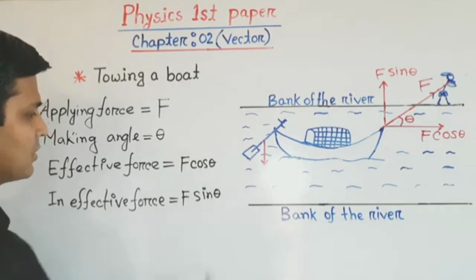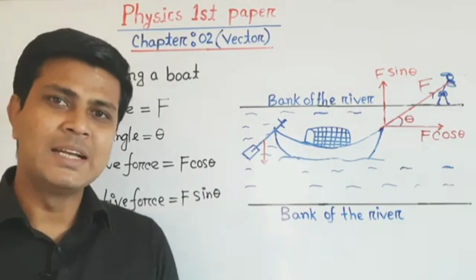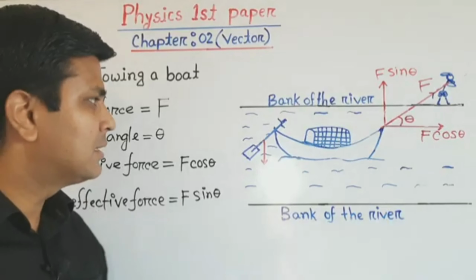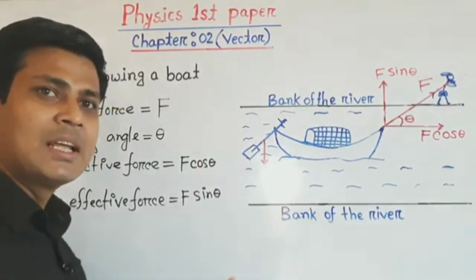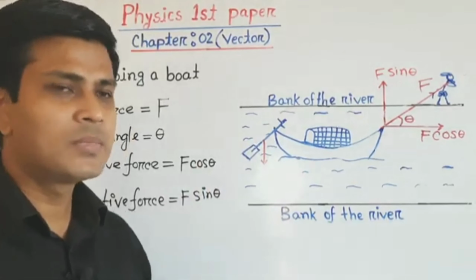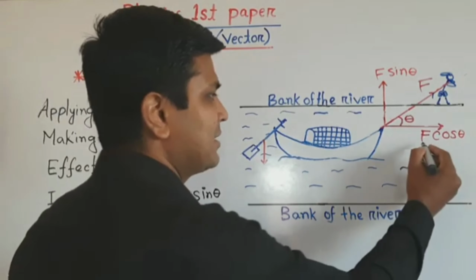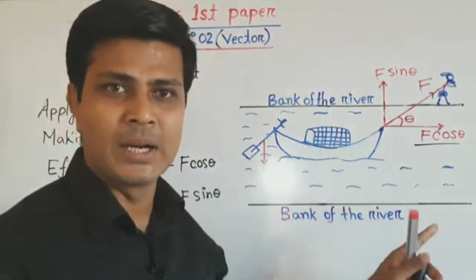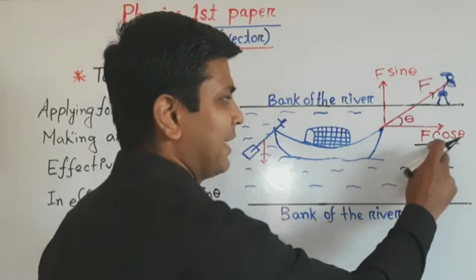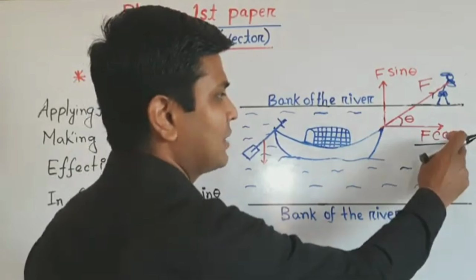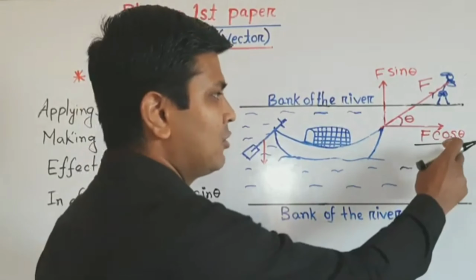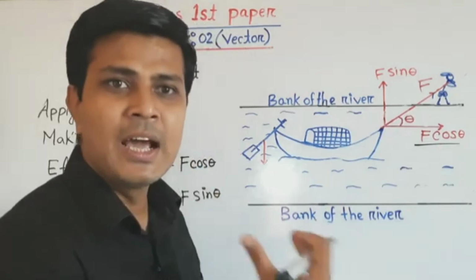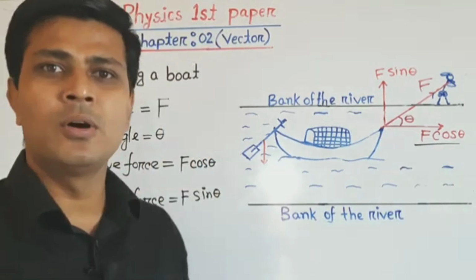Now let's see, if the man pulls with the same amount of force but the boat accelerates more than before, then what should he do? Here you can see this is the effective force, and the effective force is responsible for moving the boat forward. The effective force F cos theta depends on the angle. If the value of theta is decreased, then the value of cos theta is increased, and the value of the effective force is also increased.